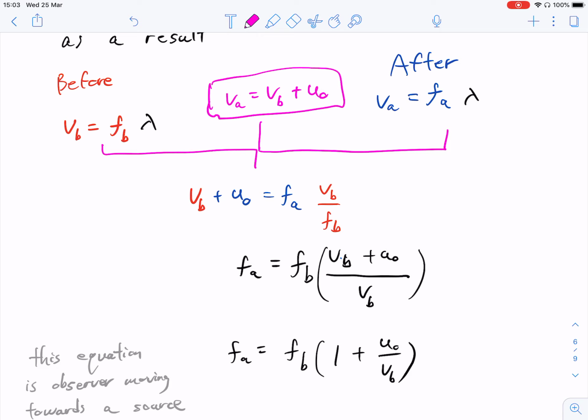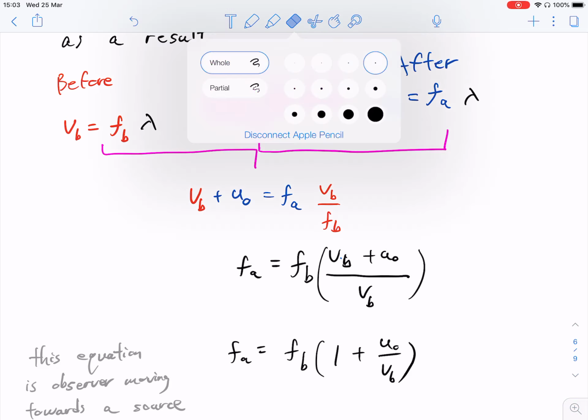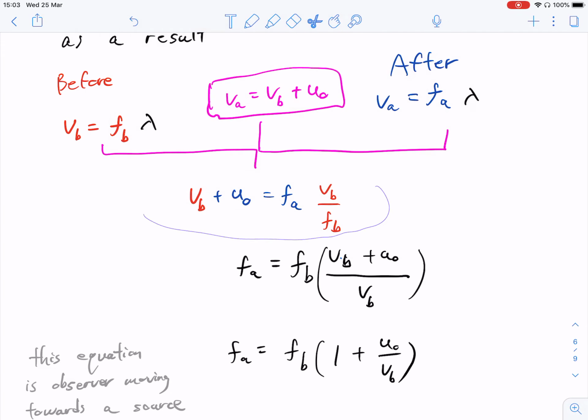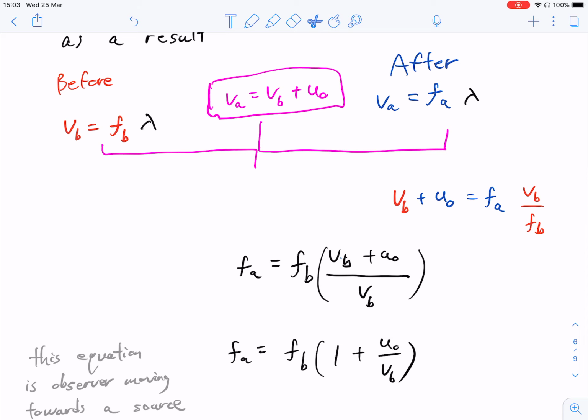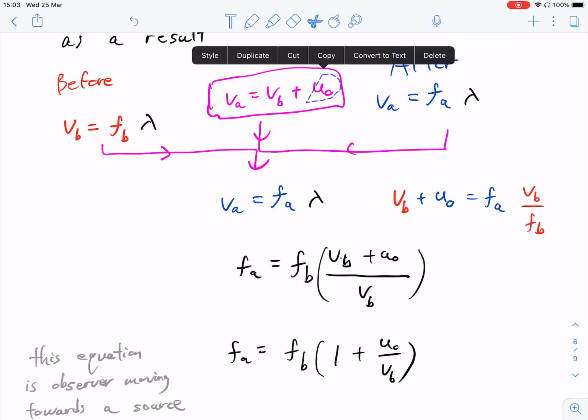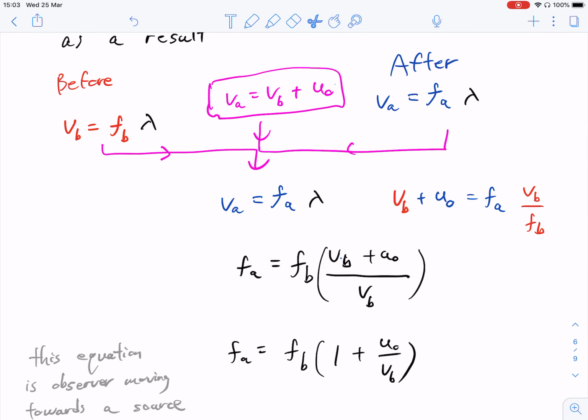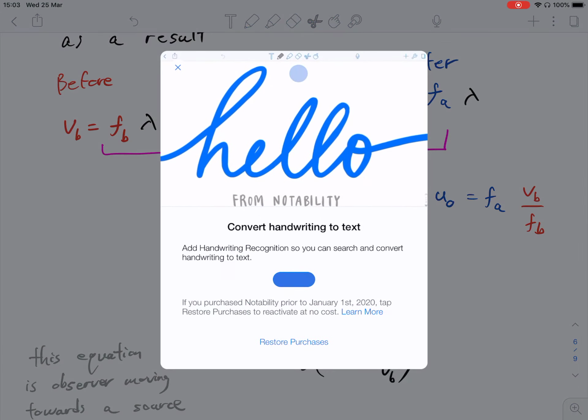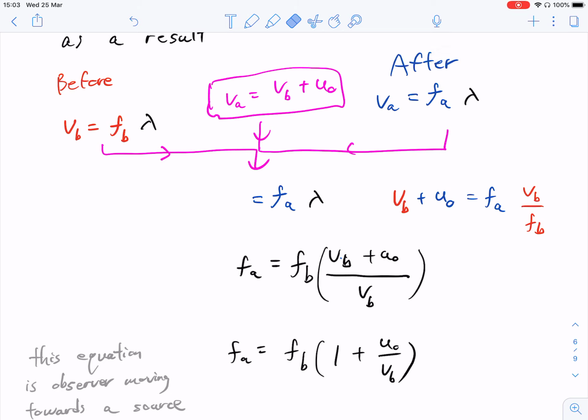And so what's going on here is, let me just repeat this one more time. I'm just going to move this over here to the side. So this is what's really happening. We started with this. We then replaced VA. I'm just going to have to rewrite it. So VA is VB plus UO.